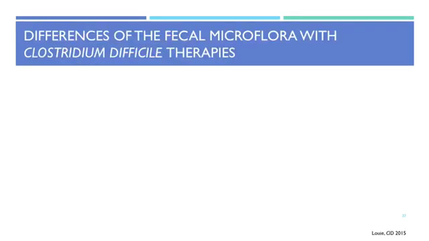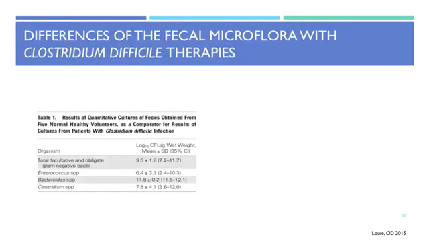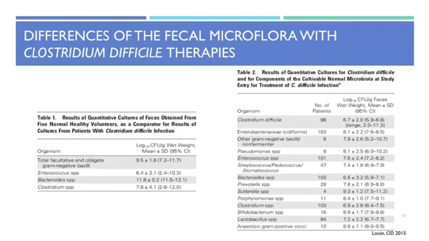Then if we talk about the differences with maybe C. diff therapies. So these two charts, I know they're a little bit small, but basically this first chart represents a cohort of patients that had just baseline, no exposure to antibiotics. This is their normal fecal microbiome, so there's not a lot of things in there. It's pretty stable. And this represents the microbiome of a patient that has been exposed to C. diff therapy or antibiotics or has an active infection going on.